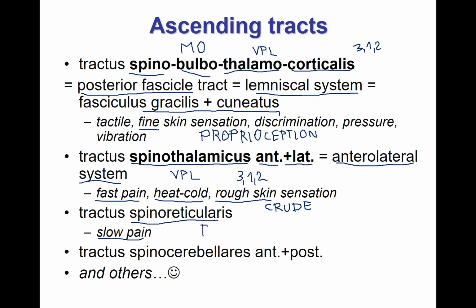So it terminates in the reticular formation, not directly in thalamus. This goes to thalamus as well, so that it continues into thalamus. But the nucleus is different. It is not called VPL, it's called IL, intralaminar. Yeah, we will learn this later, don't worry. And then it goes to area 6 and 9 in the cortex.